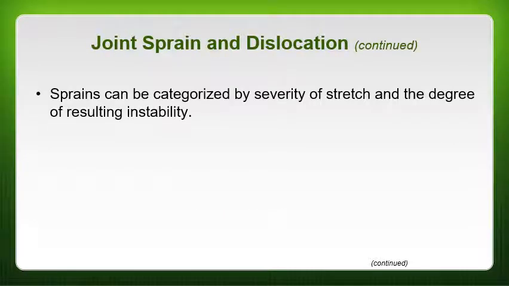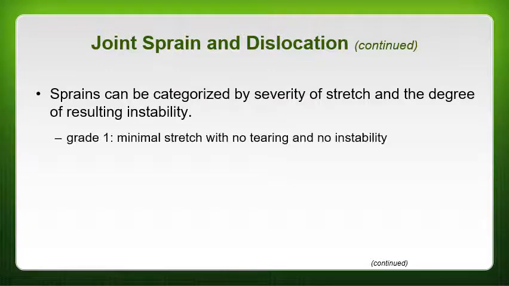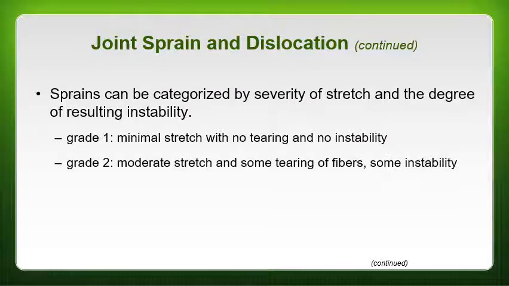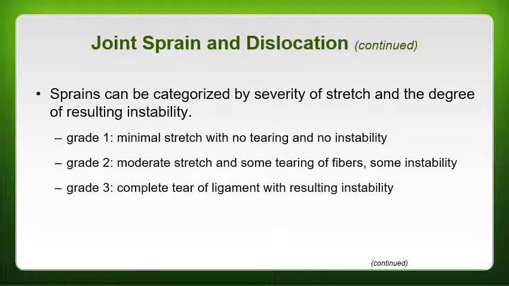So in grading sprains, when a sprain gets diagnosed, typically they will give a grade or a degree of sprain. This is the simple grading. I'll talk about how this sometimes gets utilized from a sports medicine standpoint. Grade 1 is a minimal stretch, no tearing, no instability. Basically the ligament's just been stretched beyond its normal limit, it's irritated, but there's no real tearing, and the joint is still stable. A grade 2 is a moderate stretch, some tearing of fibers, and you notice some instability. And a grade 3 is a complete tear.